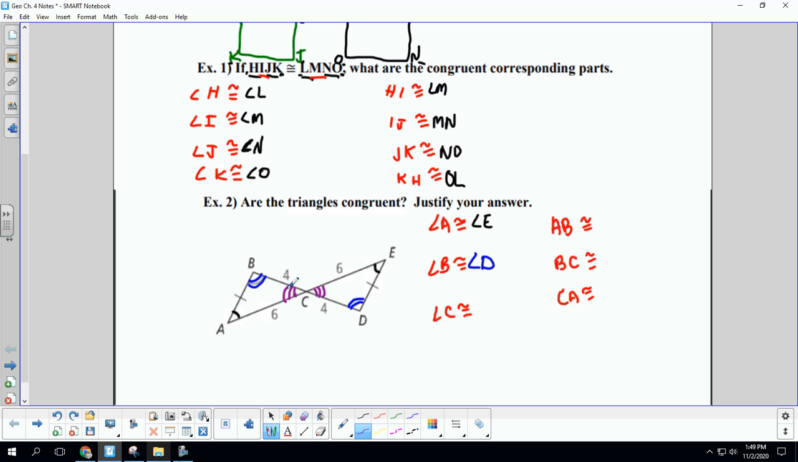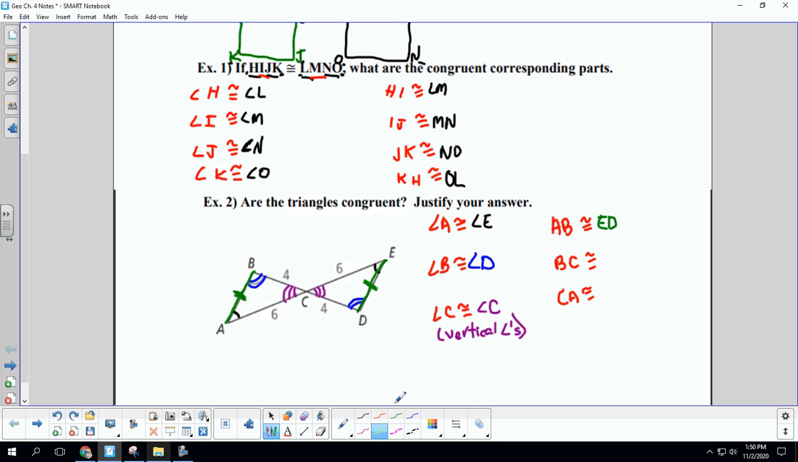And we are going to say angle C is congruent to angle C because vertical angles are congruent. Excellent. Okay, now let's look at the sides. So AB matches up with ED. We know because they have this little congruent mark that says they match. So that's ED.